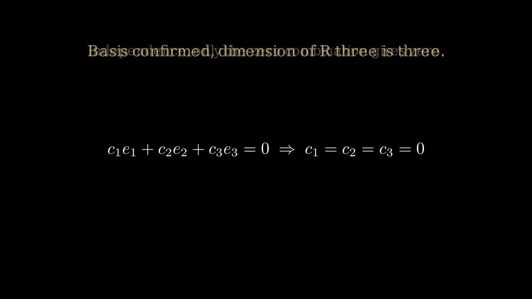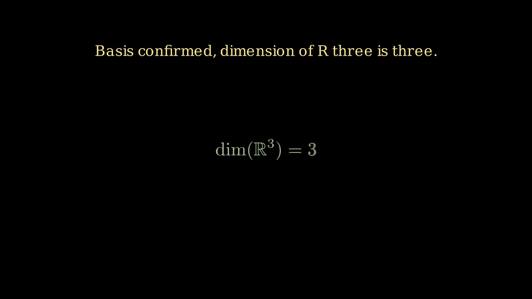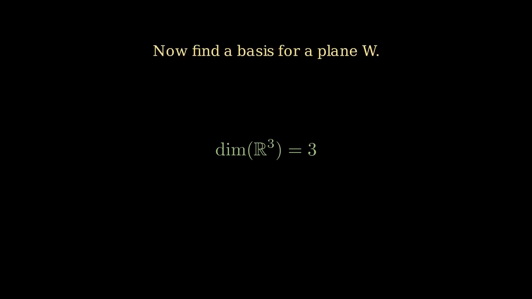Second, independence. If C sub 1 times E sub 1 plus C sub 2 times E sub 2 plus C sub 3 times E sub 3 equals the zero vector, then the only solution is C sub 1 equals C sub 2 equals C sub 3 equals 0, so none of them is redundant. Because both properties hold, this set is a basis, and the number of vectors in it, 3, is called the dimension of the space. Now let's work a harder example.